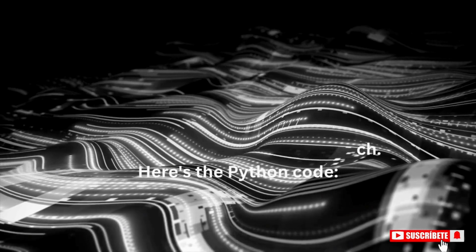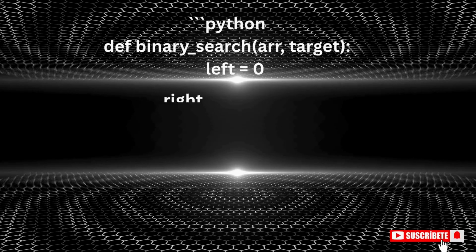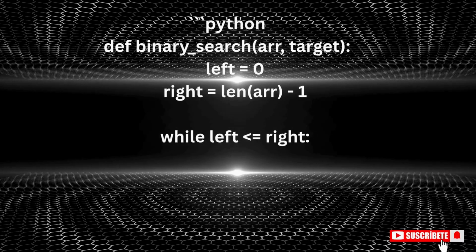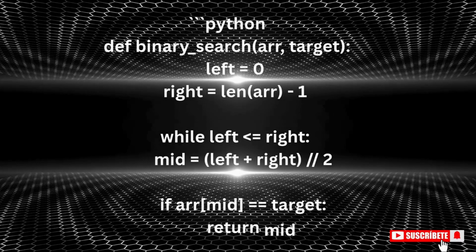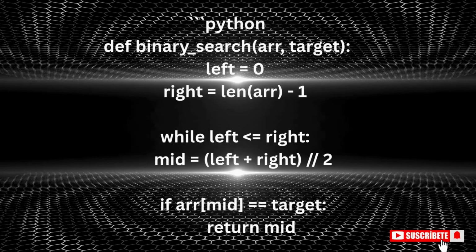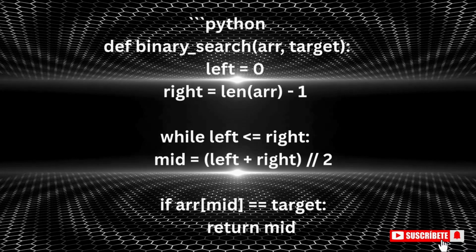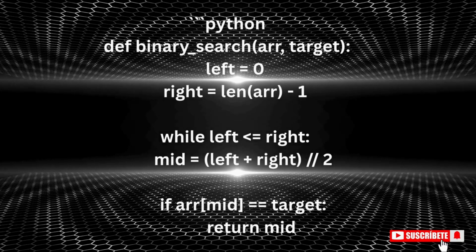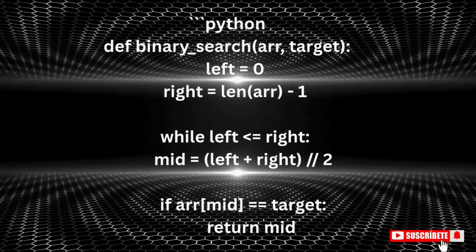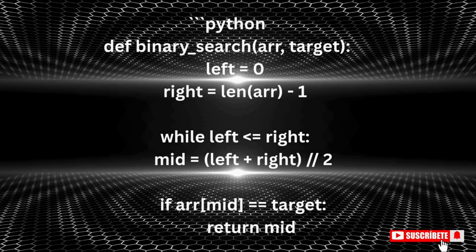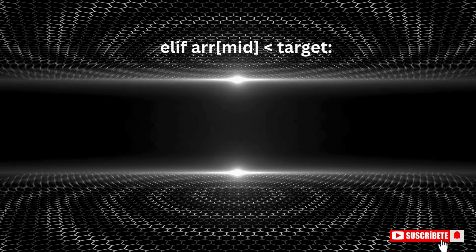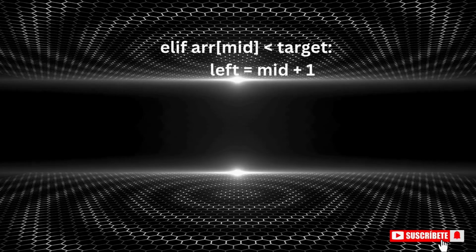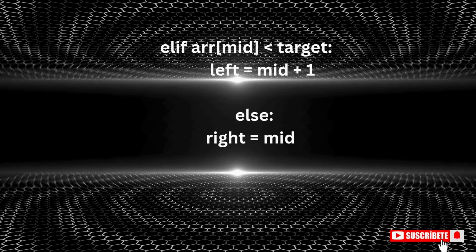Here's the Python code. def binary_search(arr, target): left = 0, right = len(arr) - 1, while left <= right: mid = (left + right) // 2. If arr[mid] == target: return mid. If arr[mid] < target: left = mid + 1, else: right = mid - 1.